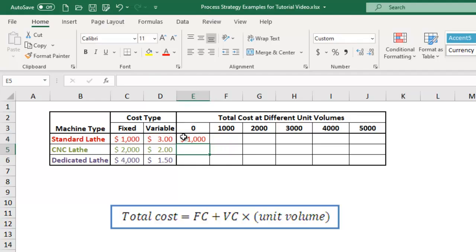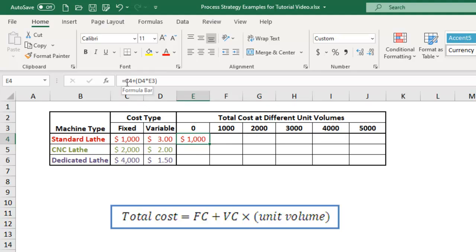and that's going to be equal to 1,000. Now in order to copy this formula across all the cells in this table, I have to do some anchoring of column and row references. What I mean by that is, we want to make sure all of these cells to the right in their formulas are referencing the standard lathe fixed cost. We also want to make sure that they are referencing the variable cost. And we also want to make sure, as we copy down, that we're referencing the row that contains the unit volume. Now this might be a little confusing, so I'm just going to walk you through the process here.